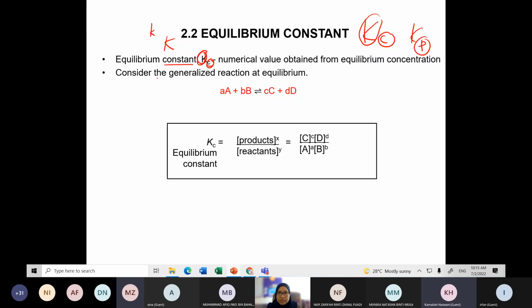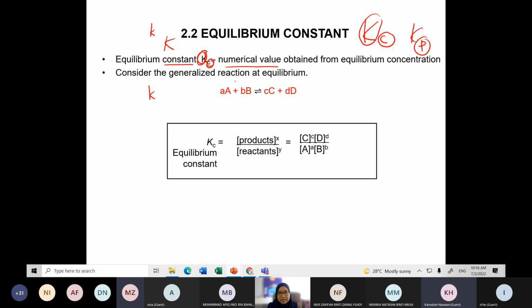So we want to differentiate it from the one that we have learned in topic 1 last time. In topic 1 we use small k. Topic 2 we use capital K. Equilibrium constant, which is Kc, is a numerical value obtained from equilibrium concentration. It's a numerical value. That means we can calculate this value. Okay, we can calculate the value of Kc.